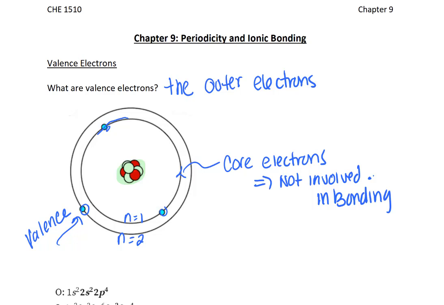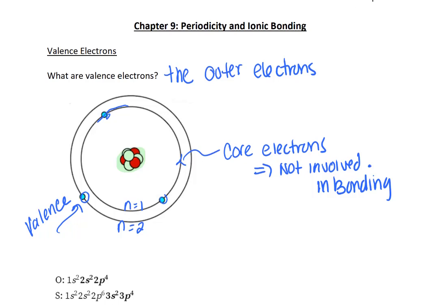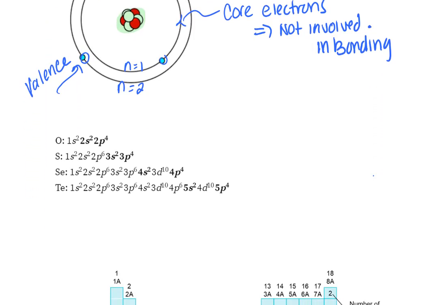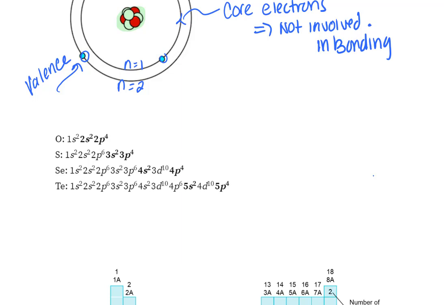Let's use an electron configuration to figure out our valence electrons. Here's some examples. When I look at oxygen, I can write its electron configuration, and I notice that I have 2 subshells that are in the second energy level. So all of the electrons in energy level 2 are going to be valence for oxygen.